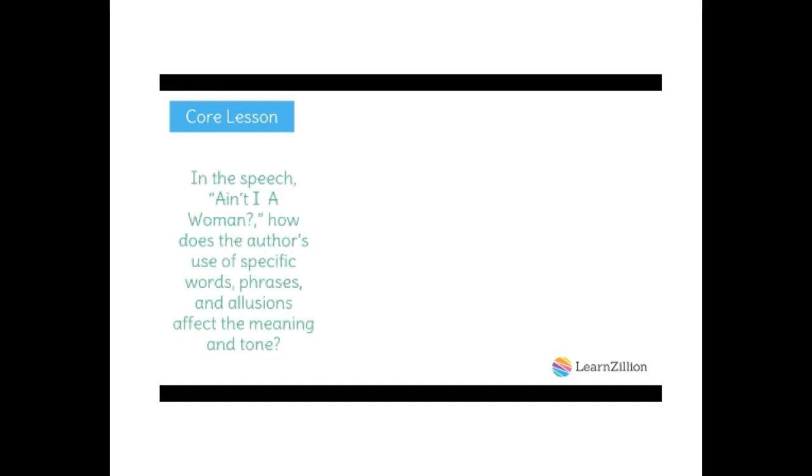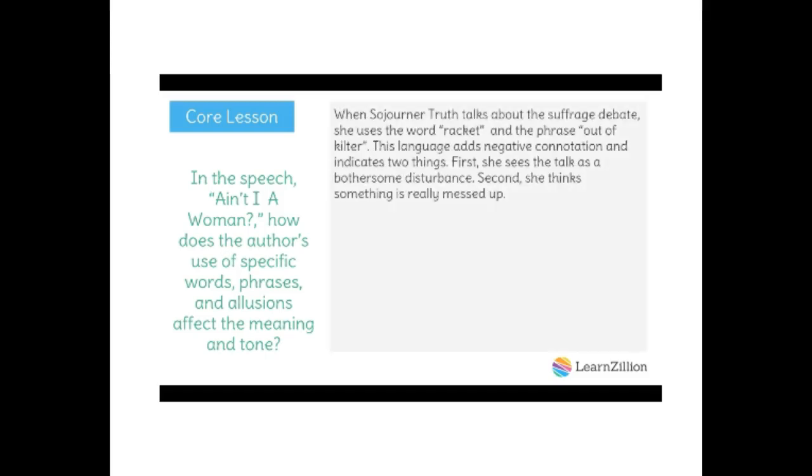First, I want to review the original question. What was it that I was trying to find out? In the speech, Ain't I a Woman, how does the author's use of specific words, phrases, and allusions affect the meaning and tone? Based on my notes that I've made and my thinking, here's my answer. When Sojourner Truth talks about the suffrage debate, she uses the words racket and the phrase out of kilter. This language adds negative connotation and indicates two things. First, she sees the talk as a bothersome disturbance. Second, she thinks something is really messed up.